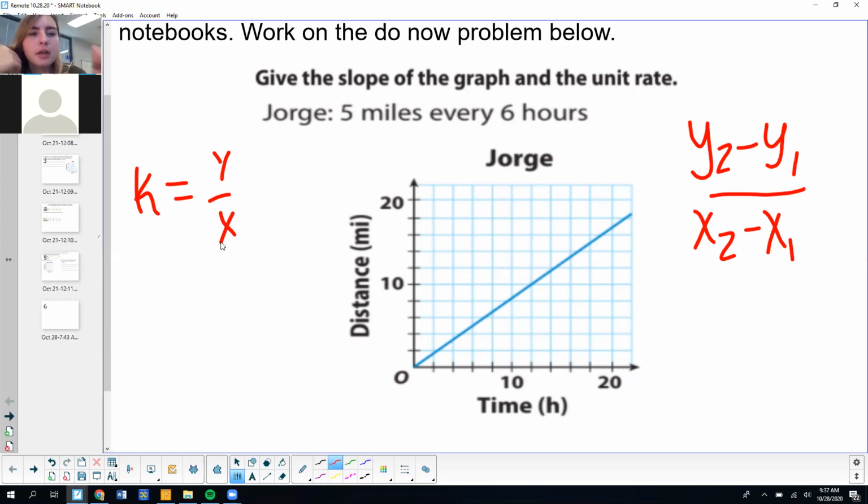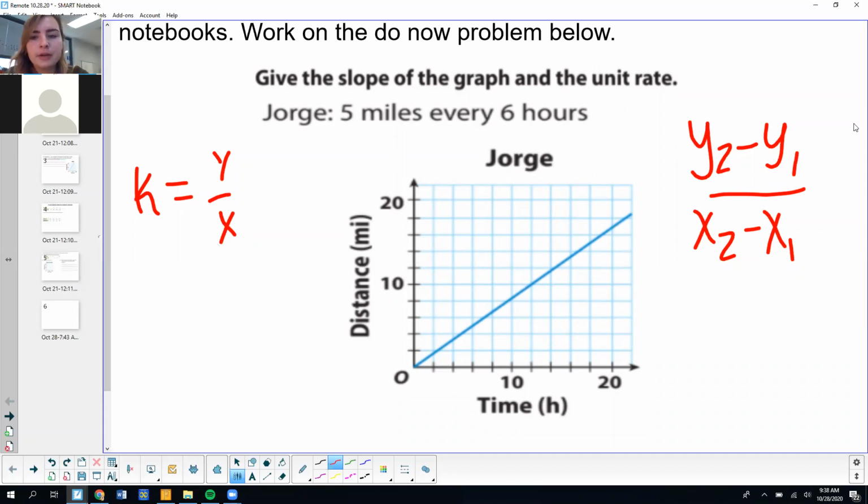If you remember, a graph is proportional if it's a straight line and if it goes through the origin, right here at 0, 0. So this line already is a proportional relationship, and we can use this formula to figure out what our slope is. I'll explain the difference between using the rate of change formula and the constant of proportionality in a minute.